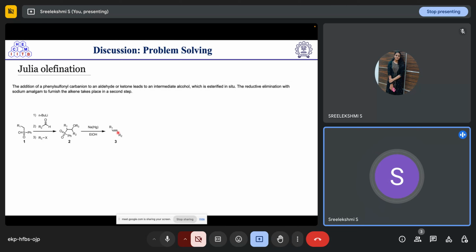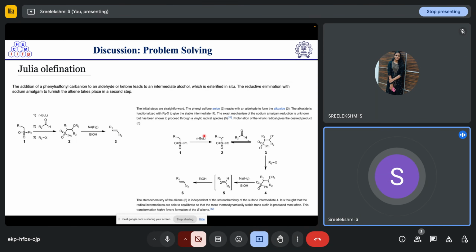So the basic mechanism for this reaction is that, first, as we discussed, n-butyl lithium will abstract the proton of this phenyl sulfone to create the phenyl sulfone anion, which reacts with this aldehyde. This will attack over here to form this compound, and then when we are treating with R3X, which is any alkyl halide or any R3 source, this O minus will be converted into OR3. In the presence of sodium amalgam and mercury, this bond is homolytically cleaved and this is also leaving, and we get this vinyl radical species, which upon protonation in the presence of the ethanol solvent we are using gives this alkene.